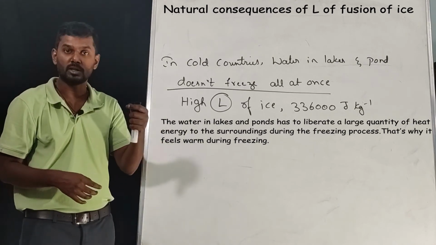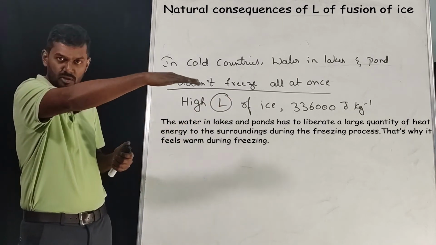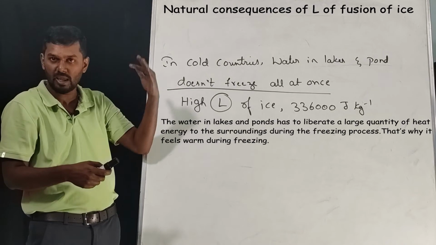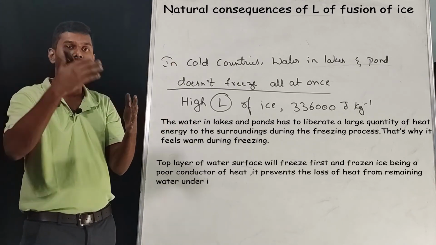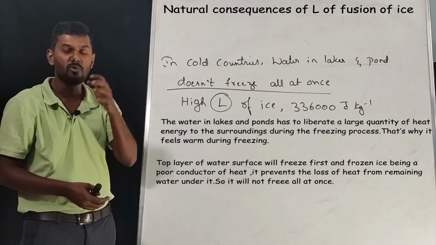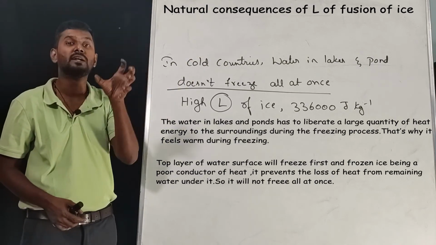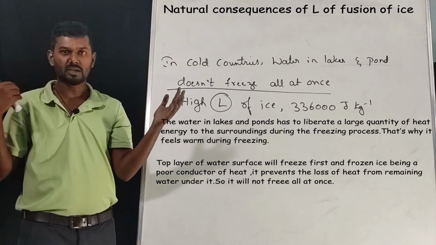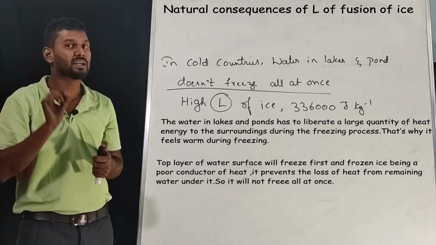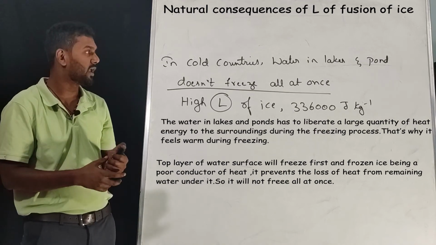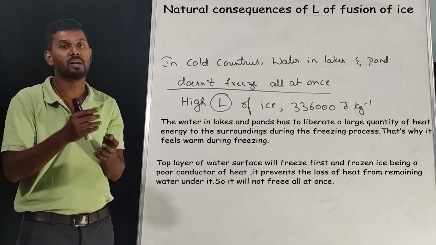So the heat energy in the water will go out whenever it starts freezing. The top layer of the river, lake or pond will freeze first because it is releasing the heat energy. Once it releases, the top layer of the pond freezes first, and the frozen top layer of ice is a very poor conductor of heat. That is why the complete water in the lake will not freeze all at a time.